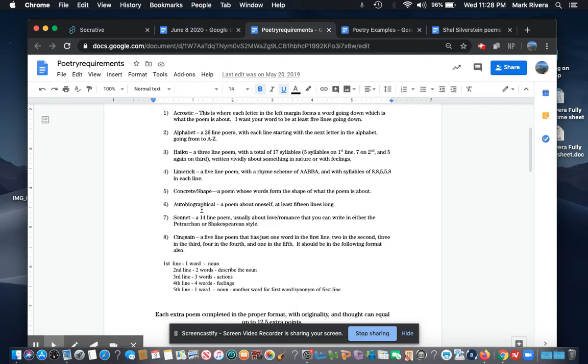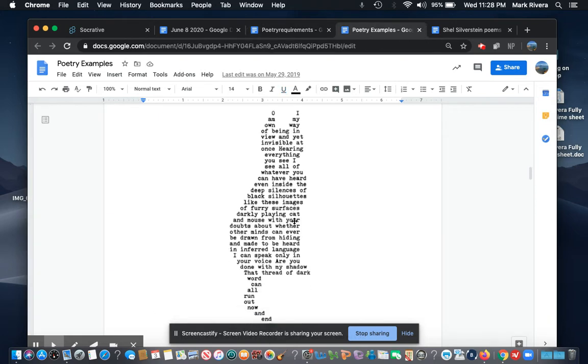The next type of poem is an autobiographical poem. It just means it's a poem about yourself. Now, when it comes to the autobiographical poem, again, the only thing I want you to see is that it's 15 lines long. Again, if you want to rhyme, it's fine. If you don't, it's fine. So it just has to be a 15-line poem.